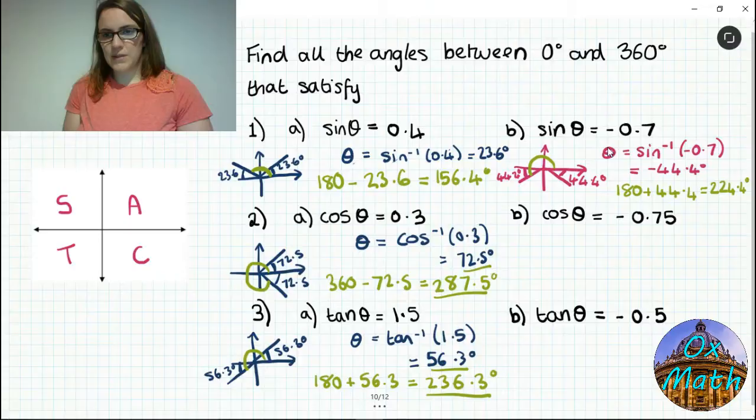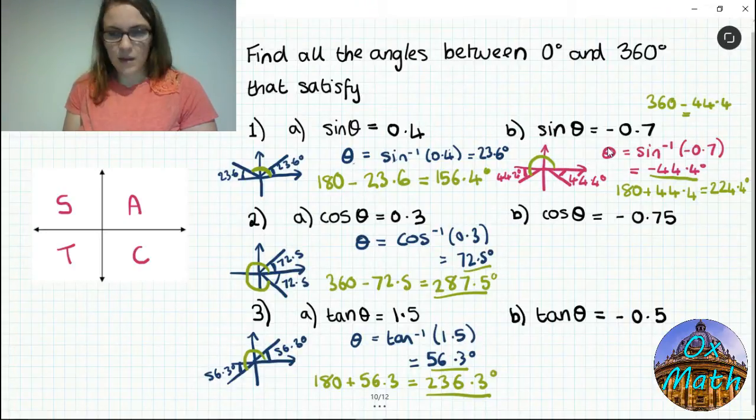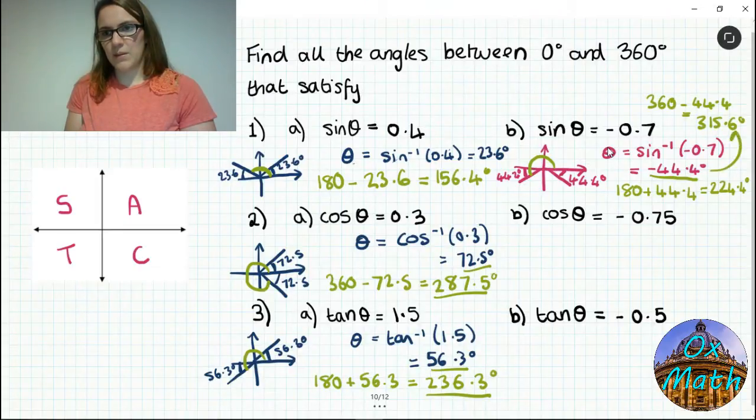And it also tells us that this angle here, the minus 44.4, is equivalent to doing 360 degrees minus 44.4, which is 315.6 degrees. So that comes from that angle there. A negative cosine is going to be in the second quadrant where only sine is positive and the third quadrant where only tan is positive.